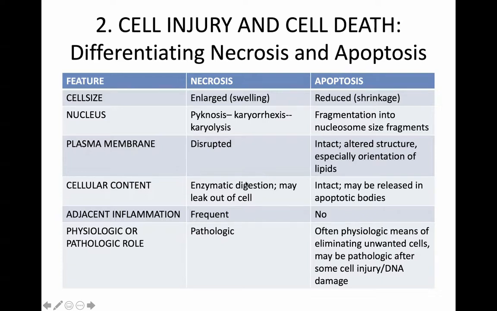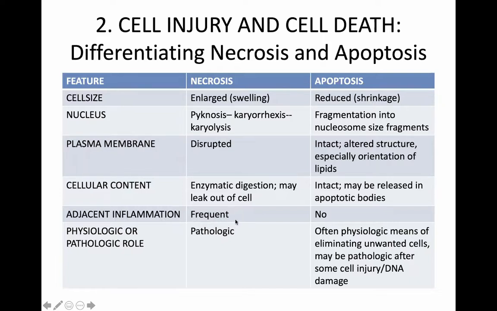In terms of cellular content, there's enzymatic digestion, and this leaks out of the cell in necrosis. In apoptosis, it's intact, but definitely what you find released are the apoptotic bodies that are formed when the apoptotic process begins, right? Like I said, the nucleus is fragmented, and it's almost as if you're taking out the trash. So you find odds and ends put together in different bags, and then they break out, right?